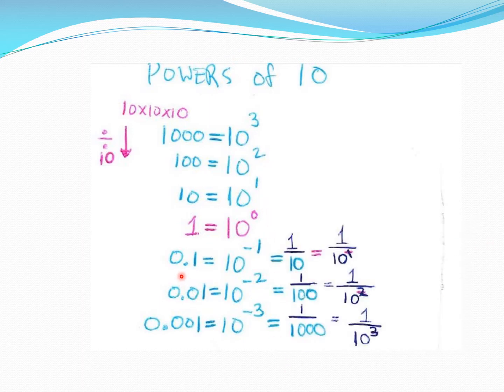And then in turn, we also know that 0.1 is the same as 1 over 10, 1 over 10 to the power of 1. 0.01, 10 to the minus 2, is the same as 1 over 100, 1 over 10 squared. And similarly, 10 to the power of minus 3 is the same as 1 over 10 to the power of 3, which is the same as 0.001. So basically, minus in the power indicates 1 over 10 to the equivalent power, only it's now positive.